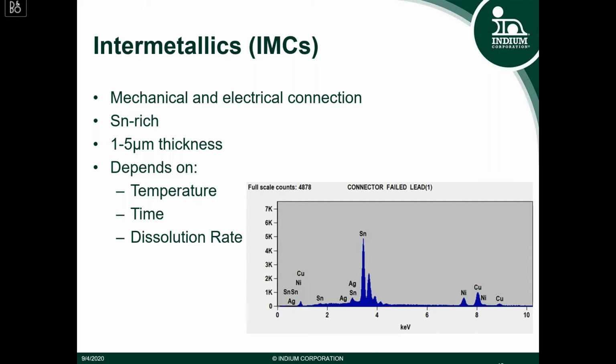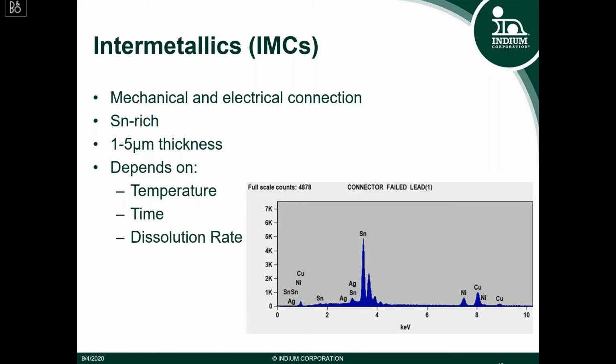Intermetallics are typically 1 to 5 microns in thickness. However, they can be less and they can be greater. However, for mechanical reliability purposes, you do not want to exceed 5 microns thickness, and you don't really want to go below 1 micron thickness. In copper metallizations, which we'll talk about in the next slide here, the difference in dissolution rates means you'll have different thicknesses of intermetallics compared to nickel.